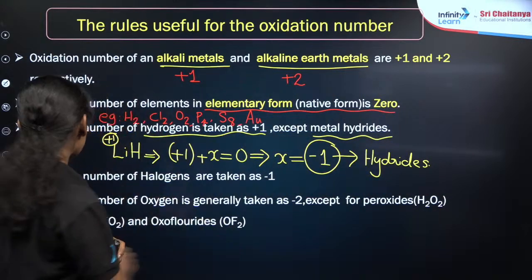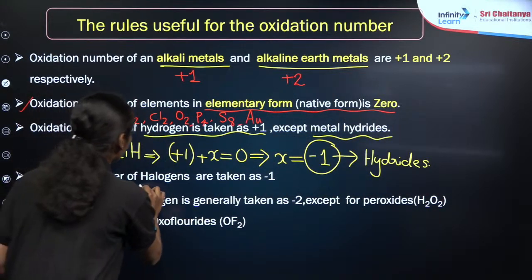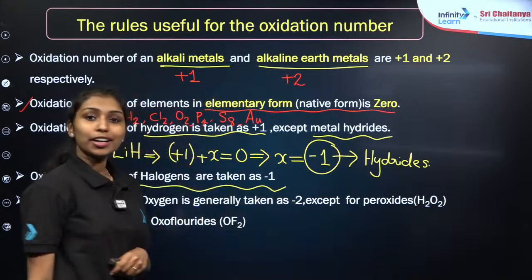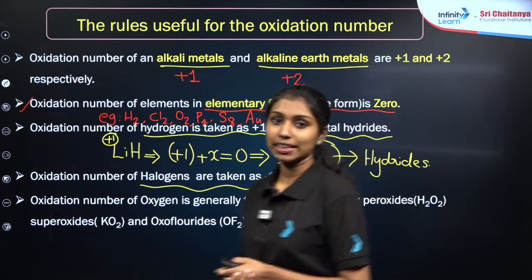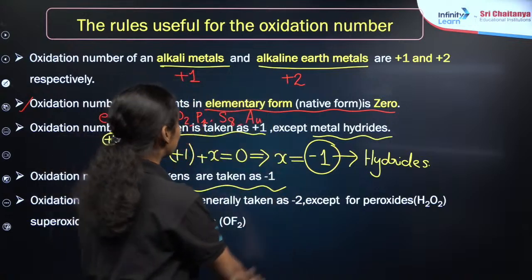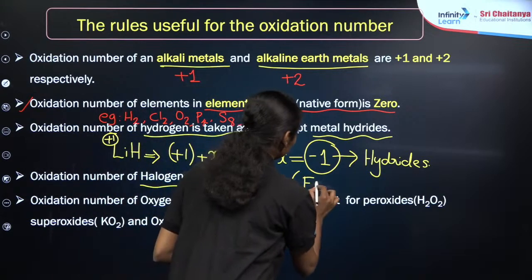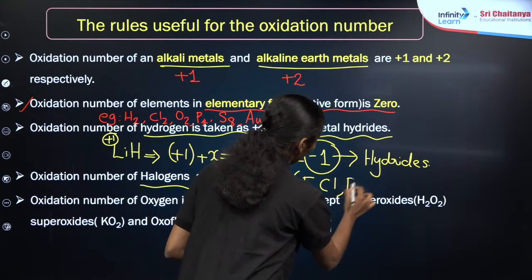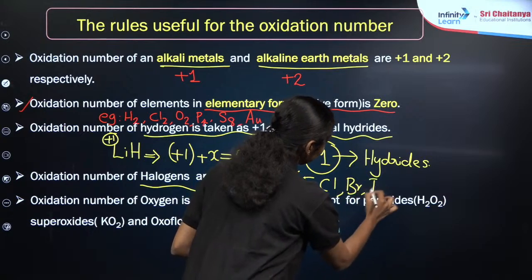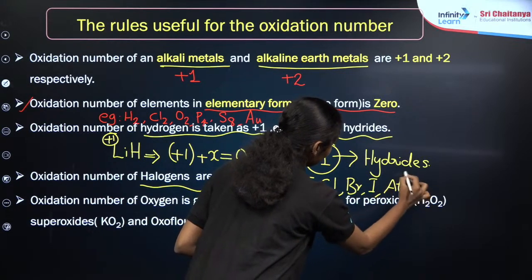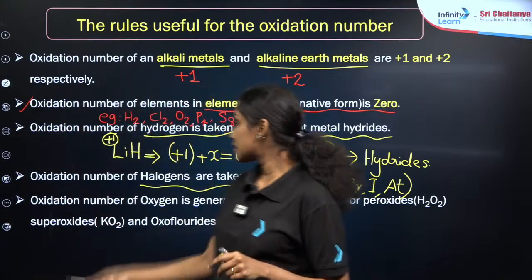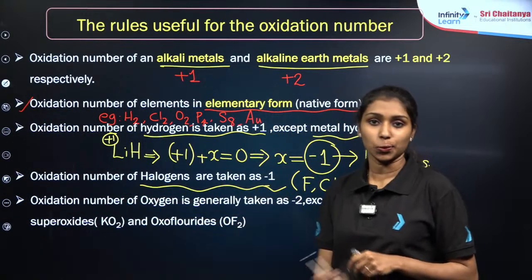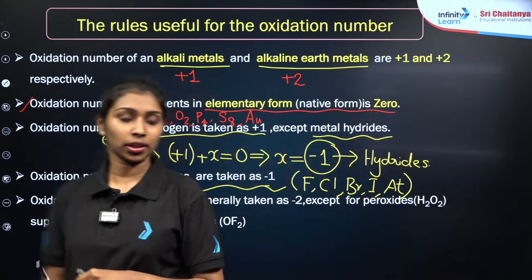Now, the next point is that the oxidation number of halogens is taken as -1. What do you mean by halogens? Already discussed in the periodic table: the group 17 elements like fluorine, chlorine, bromine, iodine, astatine. These elements are known as the halogens. In the case of halogens, the oxidation number is always taken as -1.